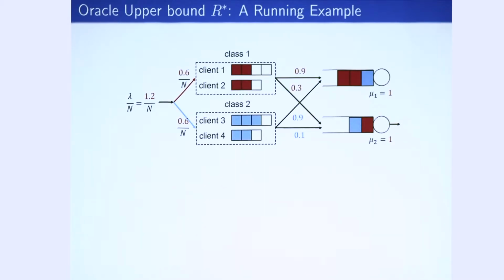So let us work through a particular example of this upper bound to get some feeling, and this will also give us some useful insight. This is a very simple scenario. We have two classes and two servers, and for each class, the arrival rate is equal to 0.6. You have two servers, the server capacities are all one, and the payoff vectors are given here. So now we can try to work out the oracle upper bound.